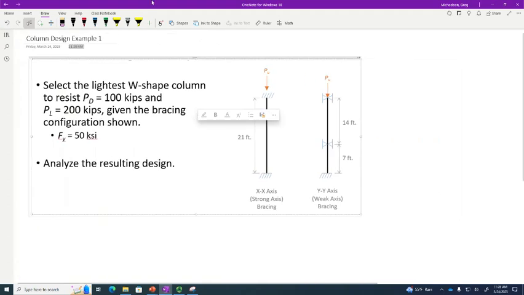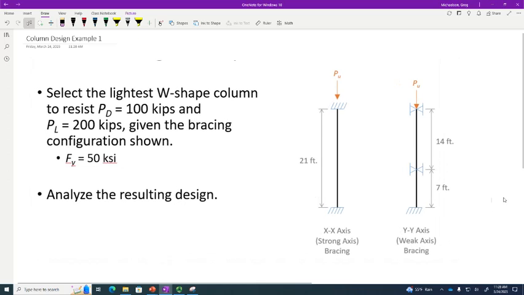All right, so we're going to select a column for this bracing configuration shown. I have the x-axis and the y-axis bracing shown here, and we're going to select the lightest column that we can find to withstand 100 kips of dead load, 200 kips of live load. Before we get away from this image, let's look at a couple things.